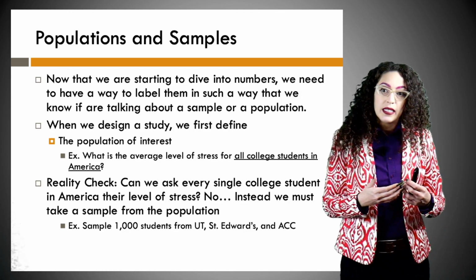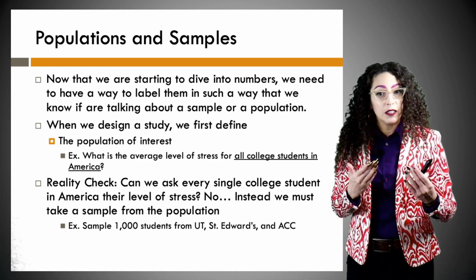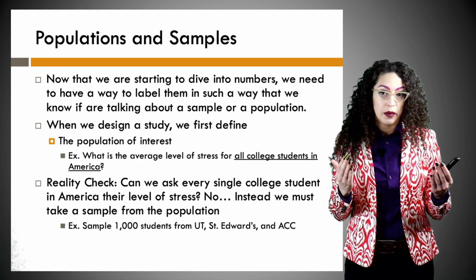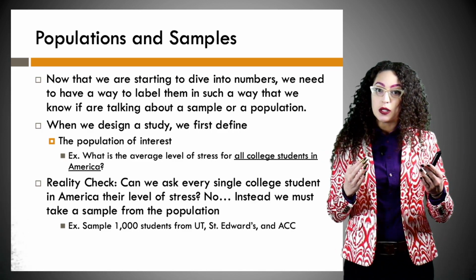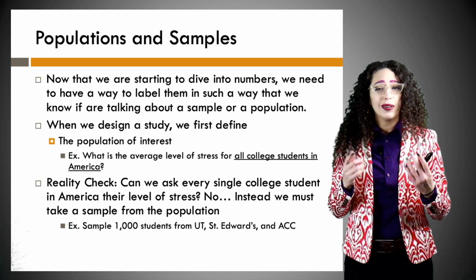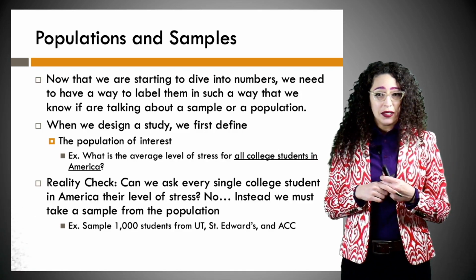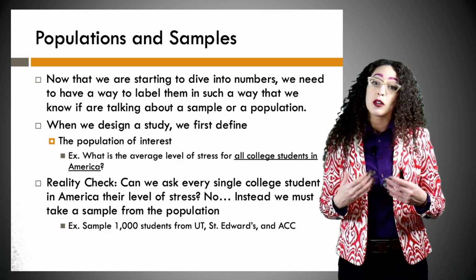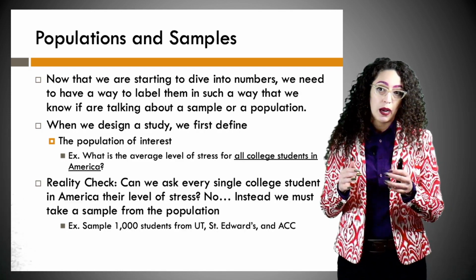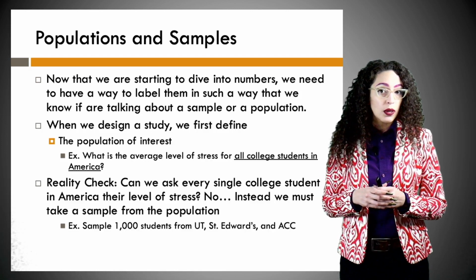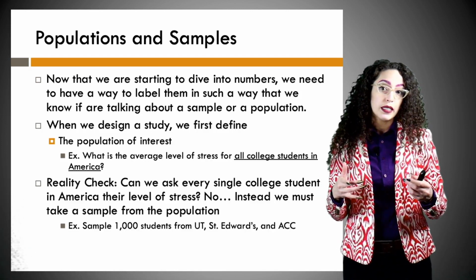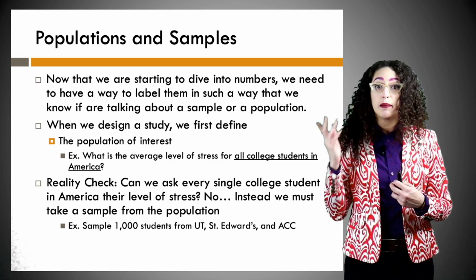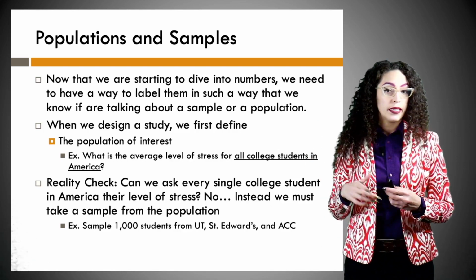When we design a study, we first define the population of interest. So let's say, what is the average level of stress for all college students in America? Who is our population of interest? All of the college students. Reality check though. Can we ask every single college student in America their level of stress? No. Instead, we're going to have to take a sample from the population. And again, it's very important that whoever reads our statistics or any statistics you read, you can know, did they ask everybody of a population or did they take a sample?